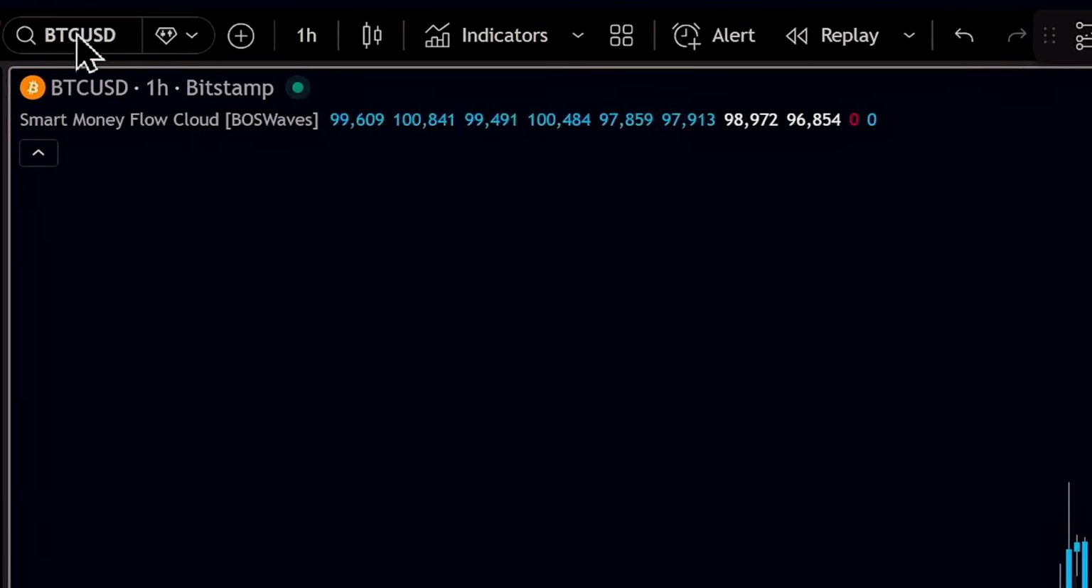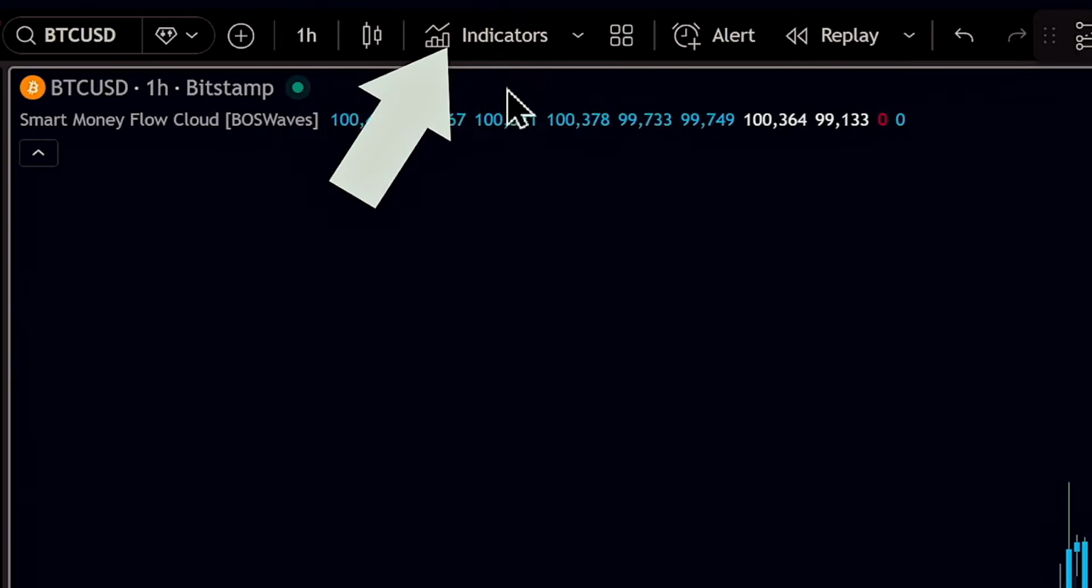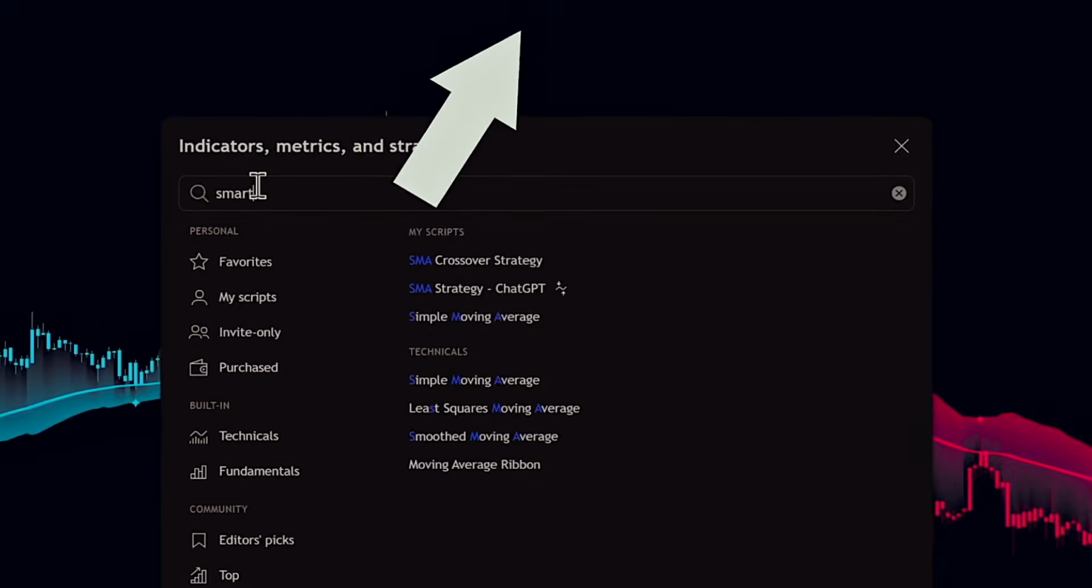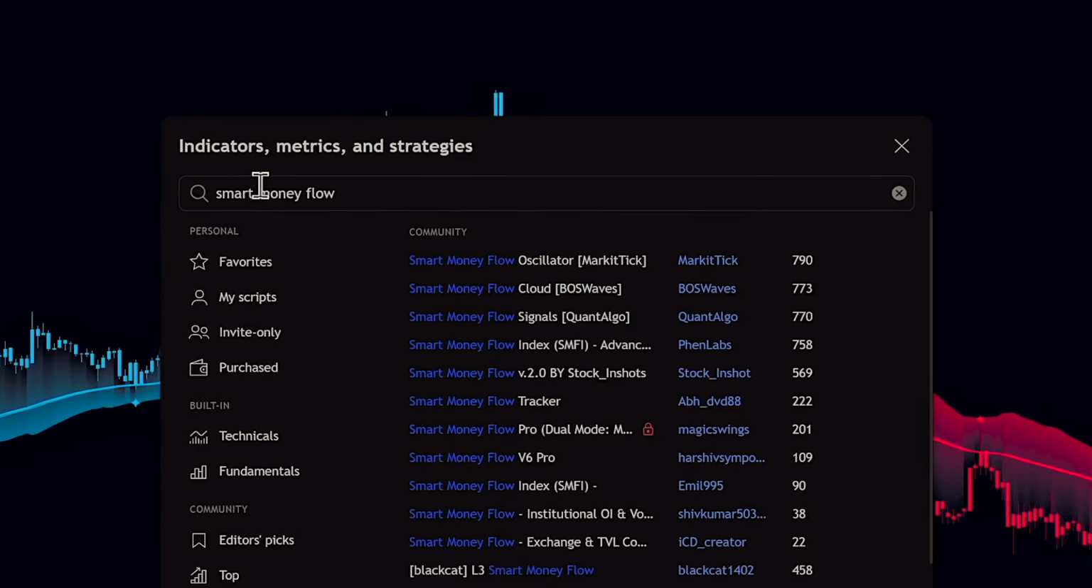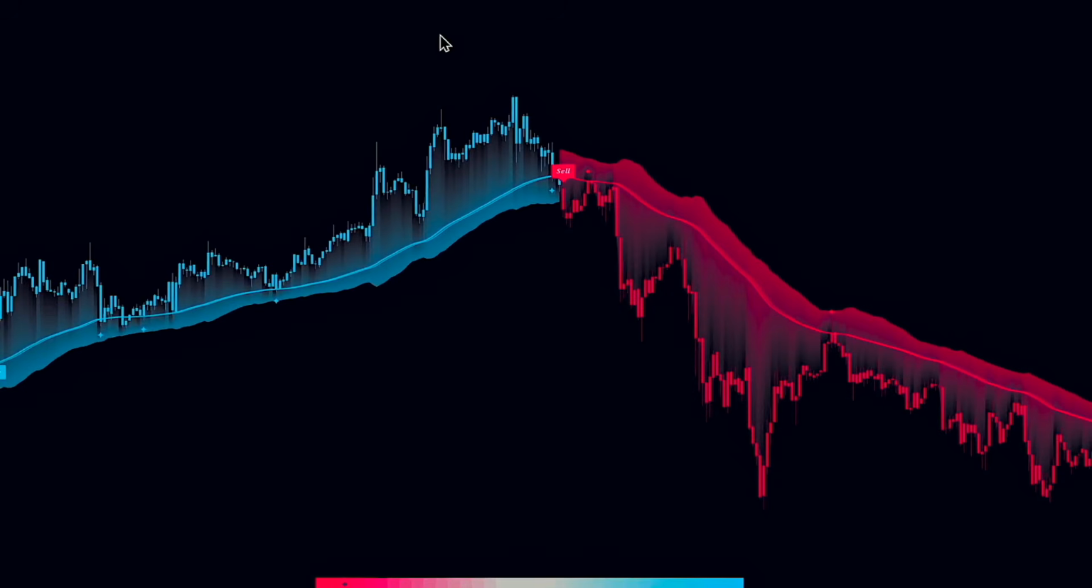Open TradingView, load BTC USD, switch to the 1-hour time frame, click Indicators, and search for Smart Money Flow Cloud Bus Waves, and add it to your chart. Once it loads, you'll immediately notice the chart becomes much easier to read.